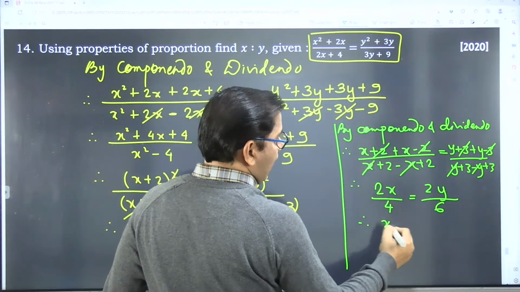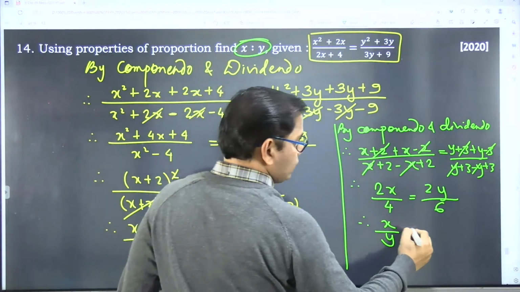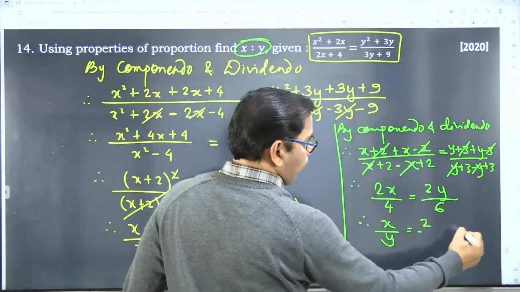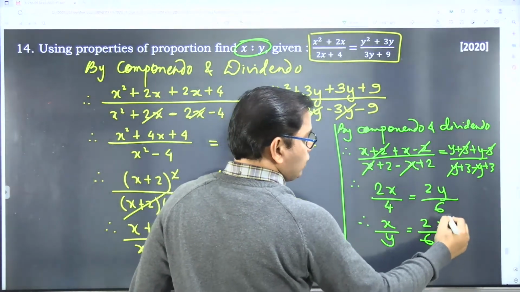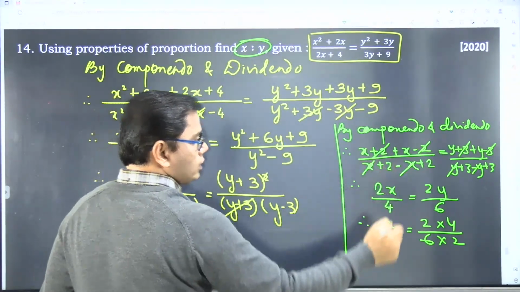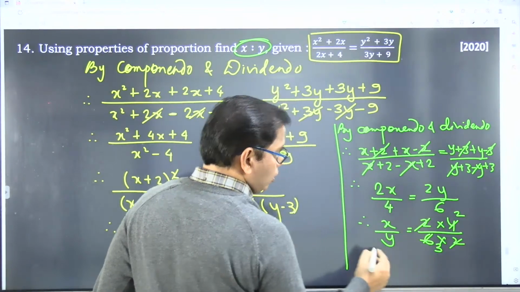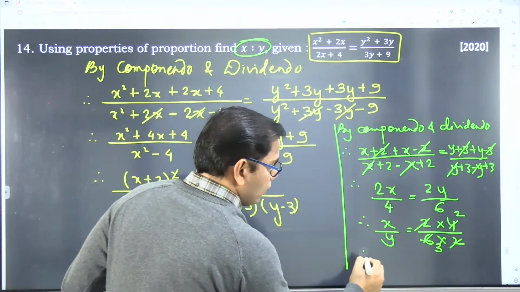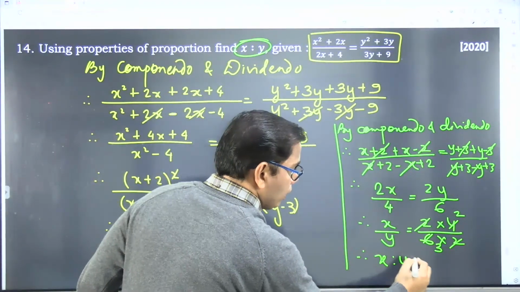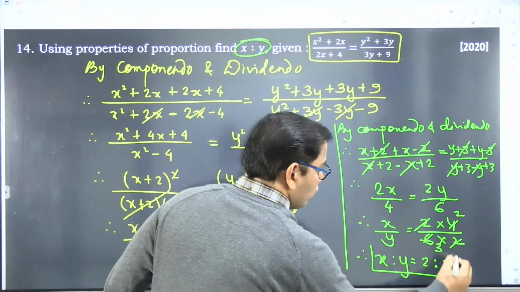Cross multiplication, x upon y, that is what I want na, x is 2y is what, okay, x upon y, 2 upon 6 है, 4 goes this side and 2 comes here, correct na? x upon y, it is cross multi, 2 and 2 get cancelled, 2 into 2, 2 into 3. I want ratio, therefore x is to y is 2:3. Answer is 2:3.